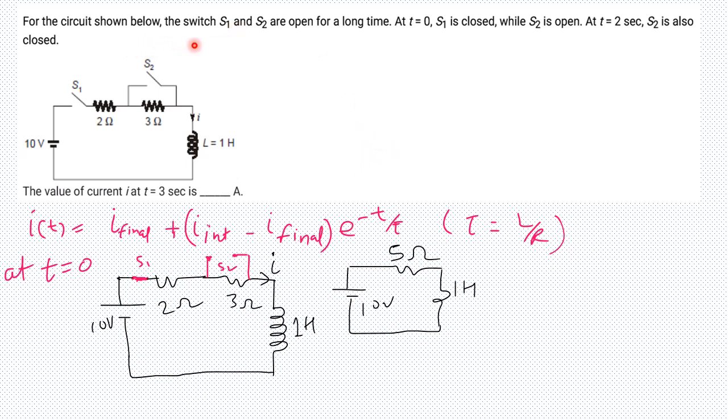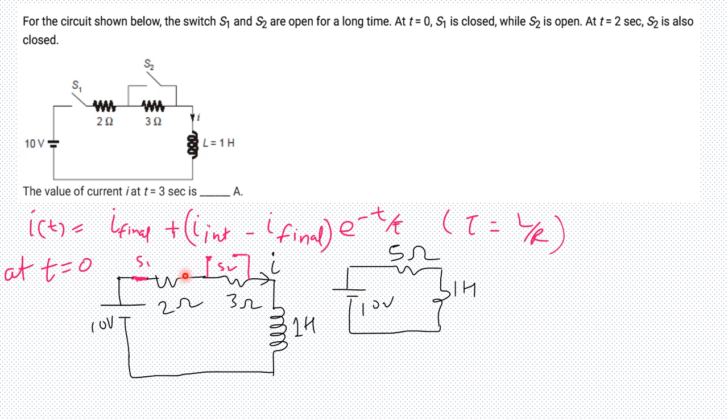Here you can see that the switches S1 and S2 are open for a very long time. At t equal to 0, only S1 is closed, and at t equal to 2, S2 is also closed. So we are asked to find the current flowing at t equals 3 seconds.